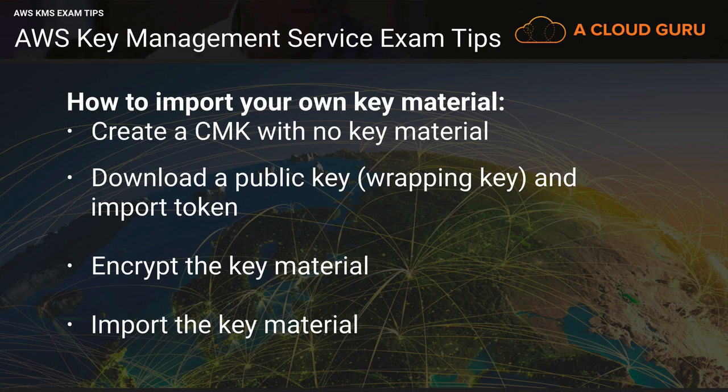So just a reminder of how we imported our own key material. We created a customer master key with no key material. We then downloaded a public key, which was called our wrapping key, and an import token. We then used OpenSSL to generate our encrypted key material, and we then imported our encrypted key material along with our import token, and that created our customer master key.